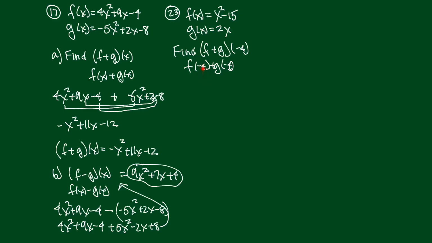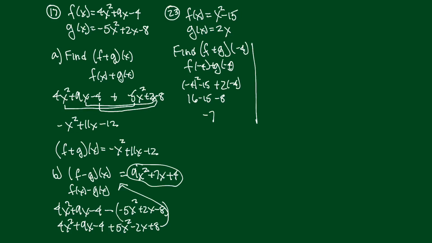So what is f of negative 4? Put negative 4 into f, so I'll replace that x with negative 4. So I'll get negative 4 squared minus 15 plus, now g. Put negative 4 into g, right there. So I'll replace that x with a negative 4, and we'll get 2 times negative 4. So what do we get here? Negative 4 squared is 16 minus 15, and then minus 8. 16 minus 15 is 1. 1 minus 8 is negative 7. All right, that's one way to do this problem.